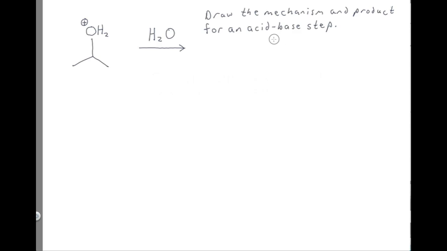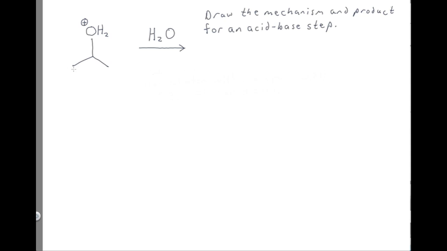Notice the instructions. We're not going to be drawing an SN1 or SN2 mechanism here. We're just going to be drawing a single acid-base step. So please pause the video and try to draw the mechanism and product for a single acid-base step. I hope you actually tried that. Let's work on this together. This is a really crucial skill for your Ochem success.